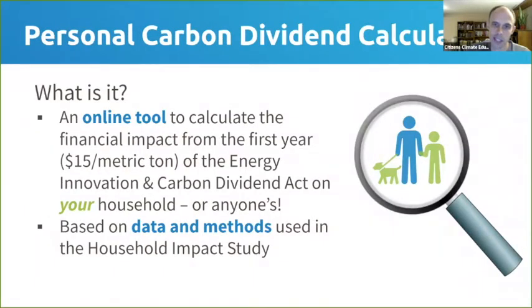So first, what is it? The Personal Carbon Dividend Calculator is an online tool used to estimate the financial impact of our policy on individual households under the first year that the legislation would take effect. It's a way to take the abstract statistical findings that we have in the Household Impact Study and bring them down to a very personal level. And our hope is that this tool will provide a handy way to answer questions from friends, families, and other interested parties at things like tabling events and presentations. And it's especially effective for taking a look at how households in a particular congressional district would be affected by our policy, and also how certain lifestyle changes would affect your bottom line.